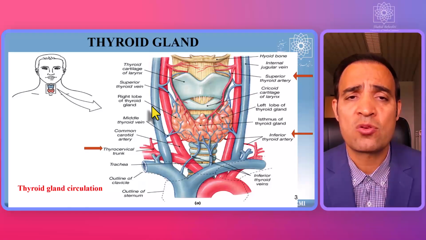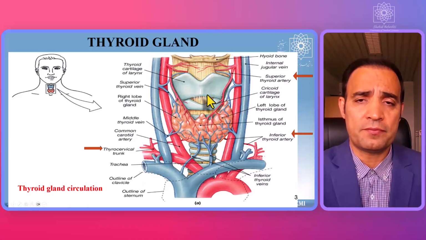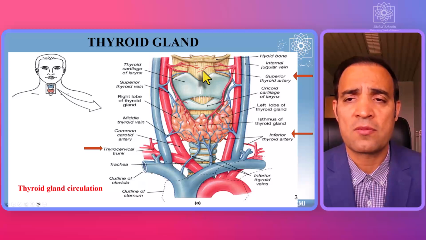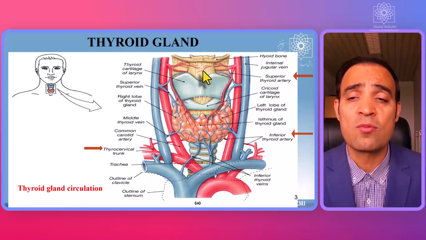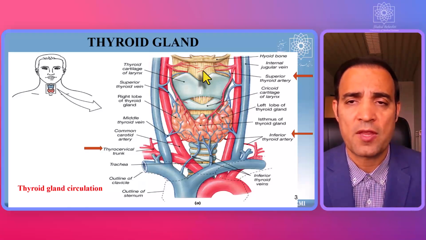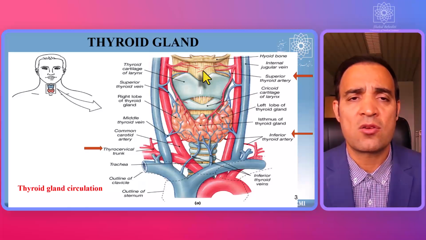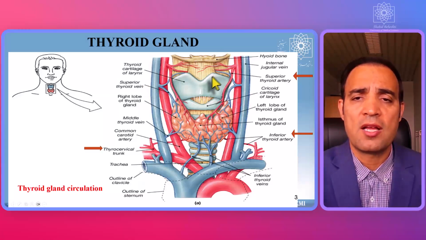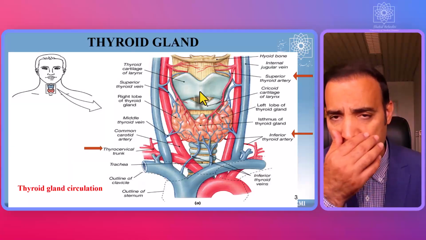This schematic figure shows the orientation of the thyroid gland in the front side of the trachea, and you can see the right lobe, the left lobe, and the isthmus that connects these two lobes together. Also, you can see some cartilage that we have in the larynx, such as the thyroid cartilage in this area, and also the cricoid cartilage of the larynx.